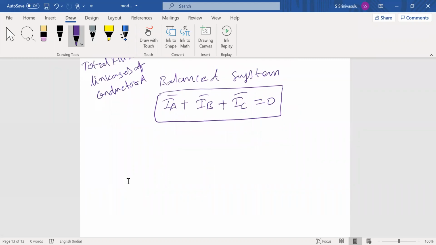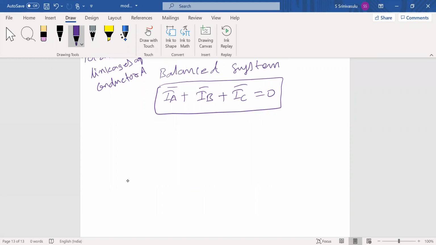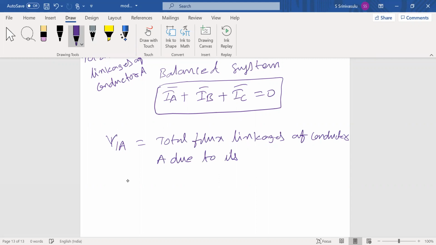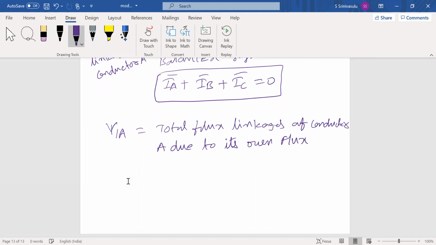Now next I want to find what psi 1A is. What does psi 1A mean? It is the total flux linkages of conductor A due to its own flux. It is the total flux linkage of conductor A due to its own flux.